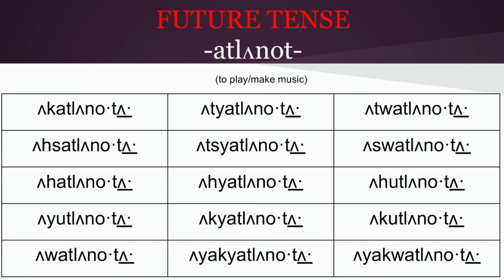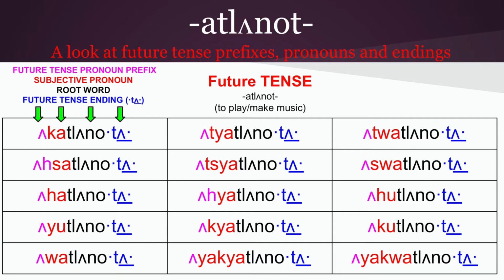All right, let's talk about the prefixes, pronouns, and some patterns next. Okay, so future tense always has a prefix as well. It has its own prefix. In the past tense, we had wa or way as the past tense prefix. For the future, it is always, always, always a caret. A caret represents the future tense in verb conjugations. It means something that will happen.